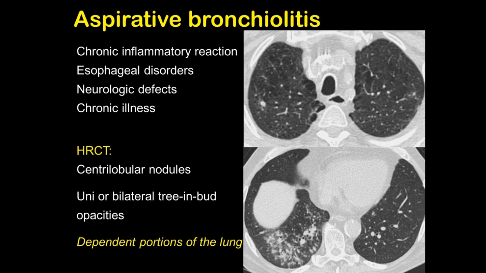Aspirative bronchiolitis is also an important cause of cellular bronchiolitis. Predisposing factors include chronic inflammatory reaction, esophageal disorders, neurologic defects, and chronic illness. High-resolution CT usually show centrilobular nodules, uni or bilateral tree-in-bud opacities, and we need to be very careful and check the dependent portions of the lung.